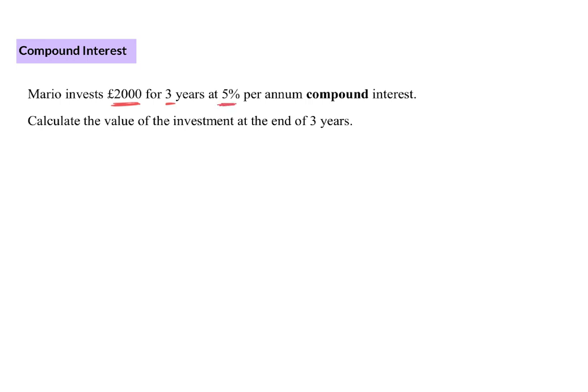Now, we can do this in one calculation. And the way it works is this. We're going to do 2,000, which is the original amount, multiplied by. Now, if I'm adding 5%, that means I have 105% at the end of the first year. So as a decimal, that is 1.05. Now, I'm going to do that calculation 3 times because I'm going to do it for 3 years. So I could write it like this, times 1.05, times 1.05, times 1.05.